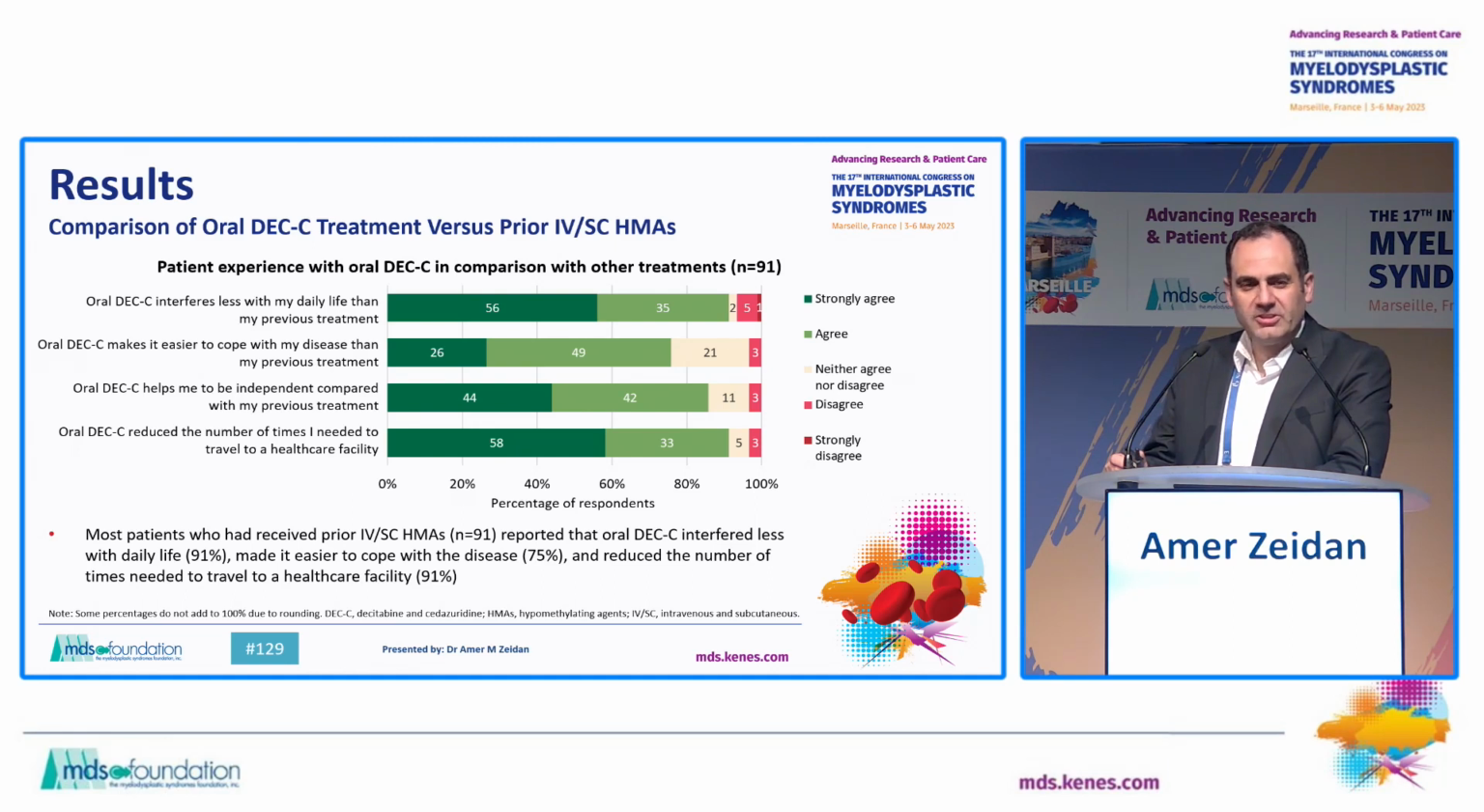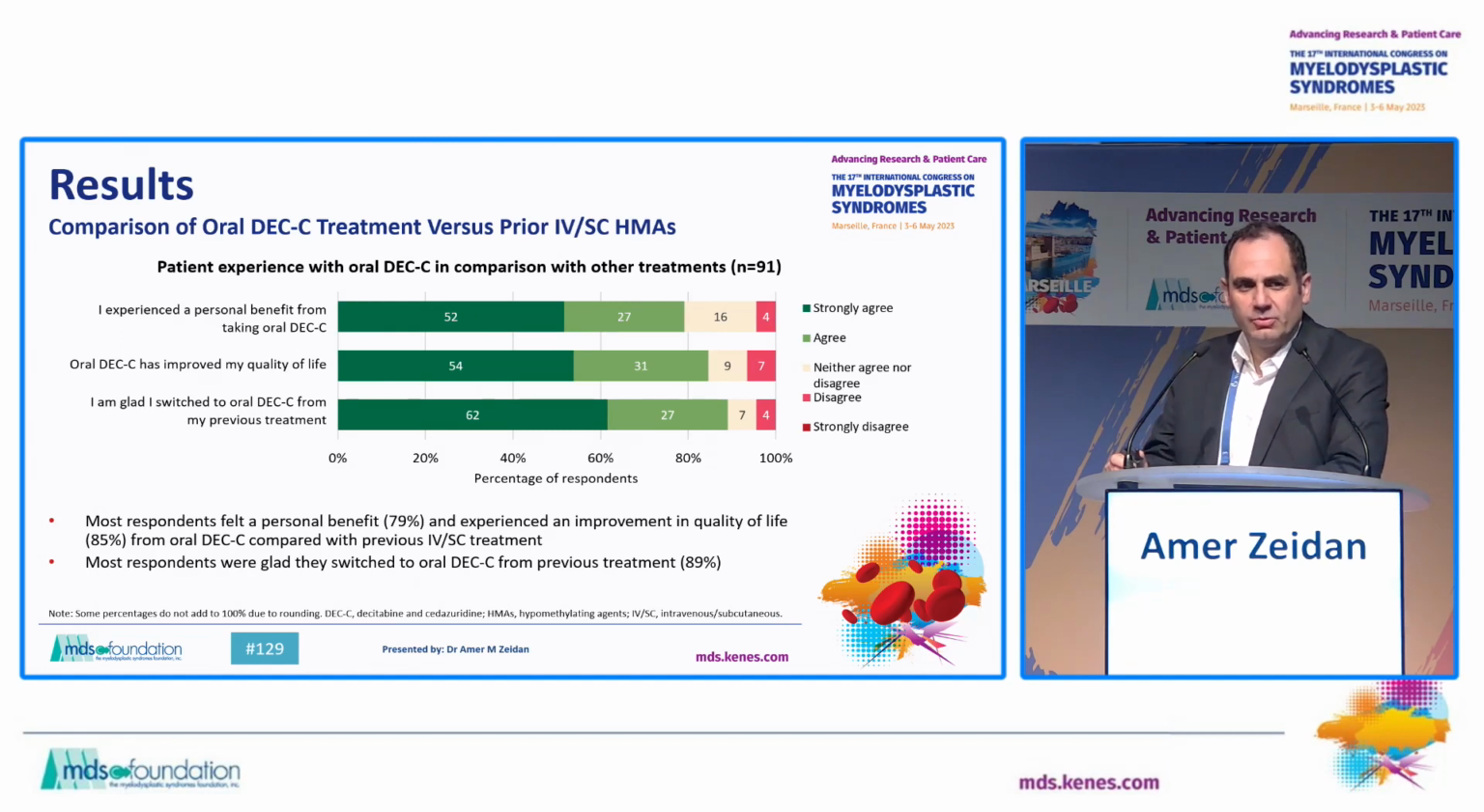The next domain of questions looked at their experience compared to prior use of IV and subcutaneous hypomethylating agents. And you can see again in green are the favorable responses. Most patients indicated that there is less interference with their daily life activities, and the use of an oral drug allowed them to cope with the disease in a better way compared to their previous experience with the injectable drugs, and it helped them to maintain independence. Again, it's very important because they don't have to rely on someone driving them back and forth to the clinic to get the infusion, and it clearly reduced the number of times they had to go to the physician or to the infusion center.